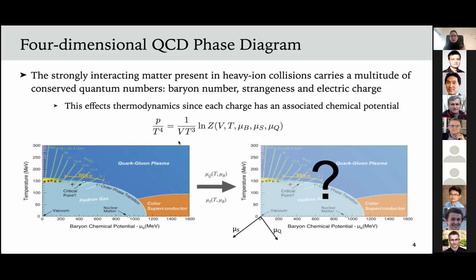Because the equation of state, the partition function for QCD, of course, depends not only on mu_B, but also on mu_S and mu_Q. So a big question is, what is the behavior of the heavy ion collision matter, of this strongly interacting matter in heavy ion collisions, in this slice that the heavy ion collision trajectories follow of this 4D hyperplane phase diagram of QCD?